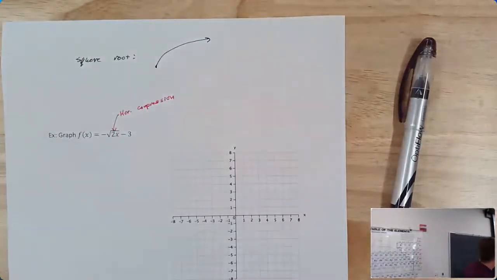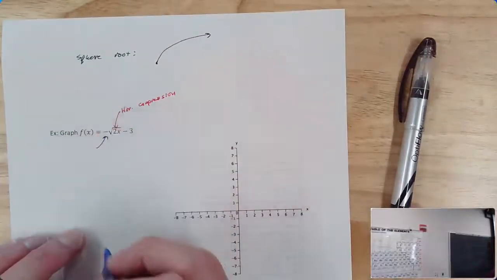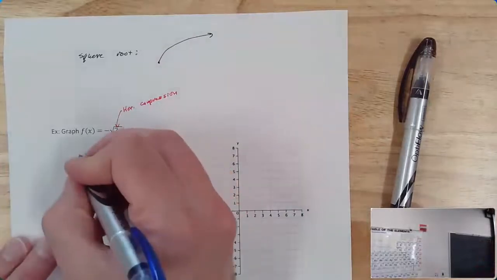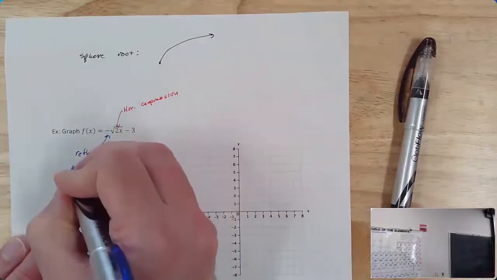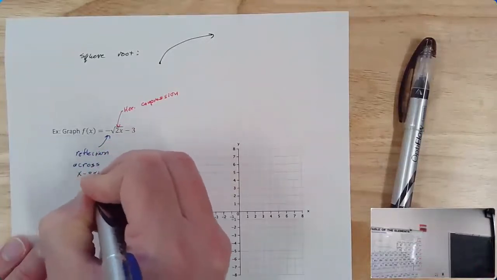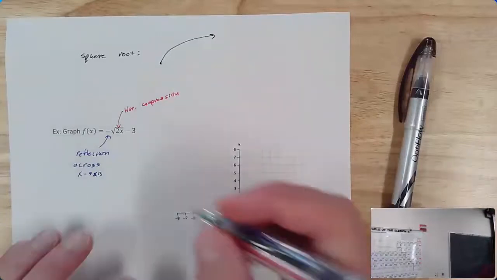I do care about that negative sign. I know that negative sign outside of the function is going to flip me which way? Vertical, horizontal? Vertical, because it's outside, right? Vertical things happen outside. Horizontal things happen inside. So it's a reflection across the x-axis, if you want to be all mathy about your words. Reflection across the x-axis. And then lastly, we have this shift by 3, and it's going to be a shift that is down 3.